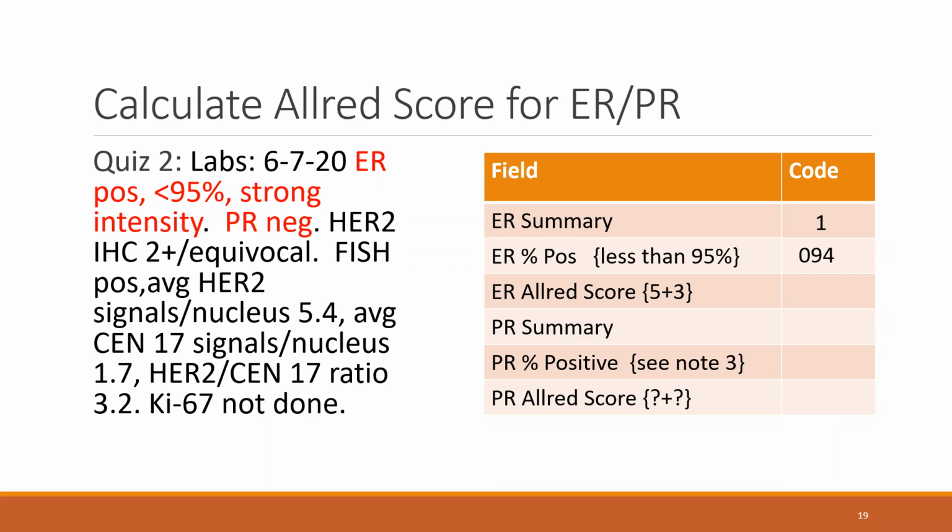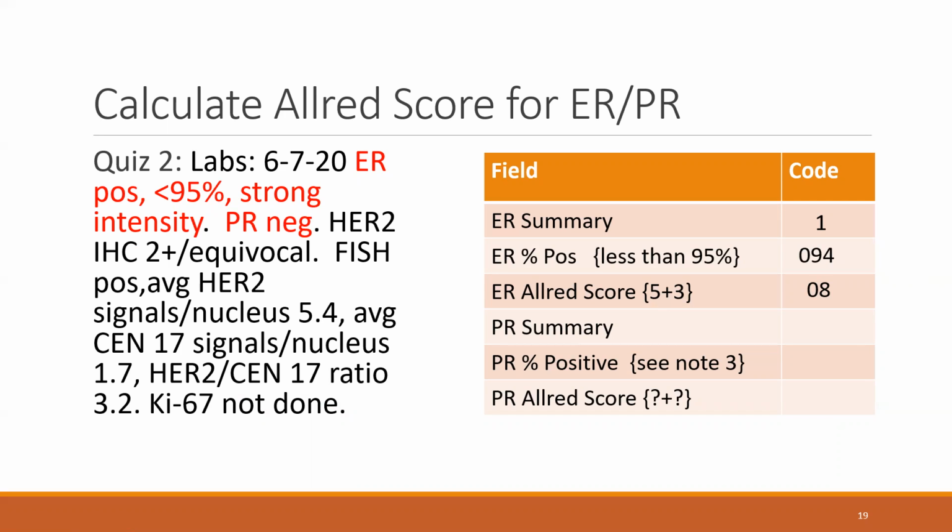The all red score, then, we have less than 95%, but we know that is still higher than the cutoff of 67%. So that would be a 5. And then we have strong intensity, and that would be a score of 3. So we're going to add those together, and our all red score for ER is 8. You can also see those are not always going to be the same, the ER and the PR all red score. Sometimes they are, but they don't have to be.